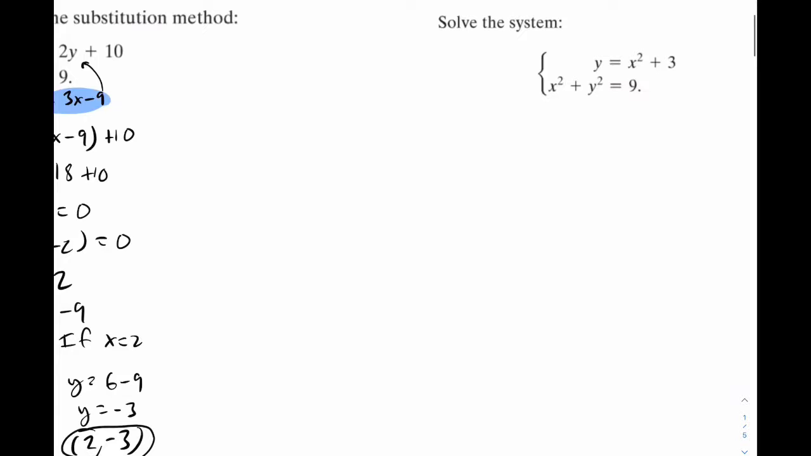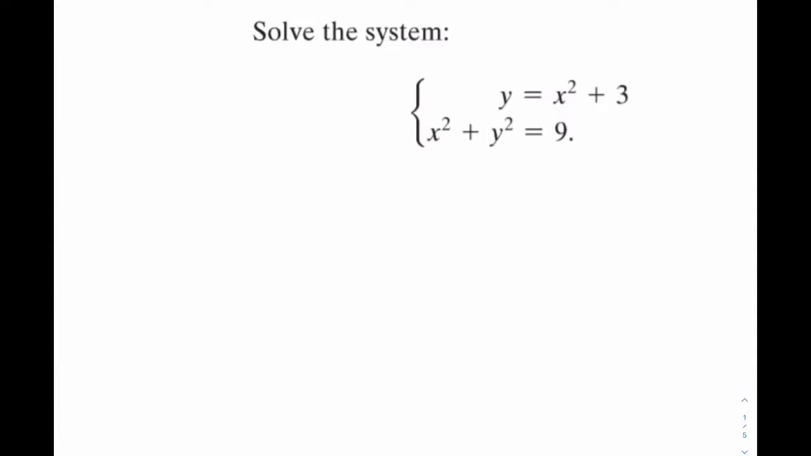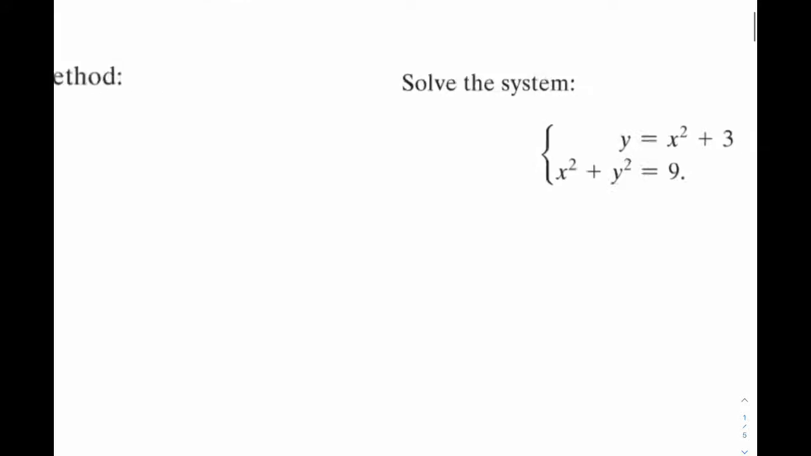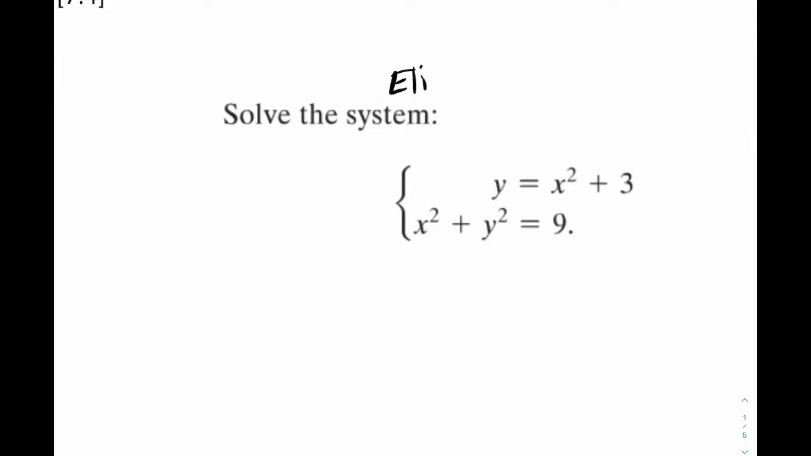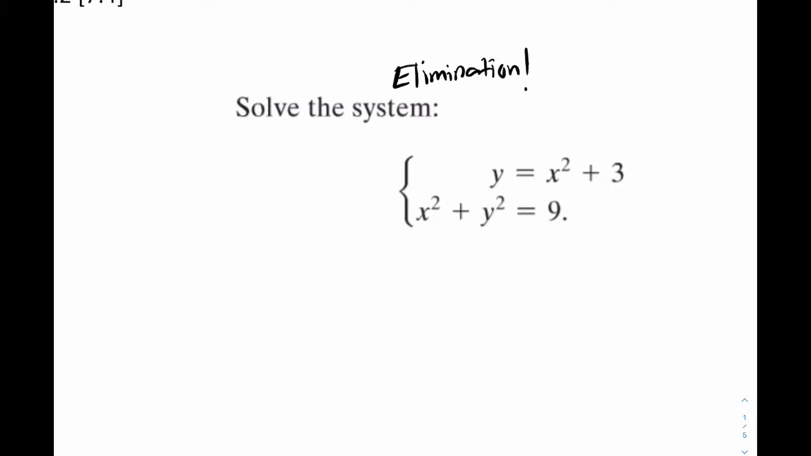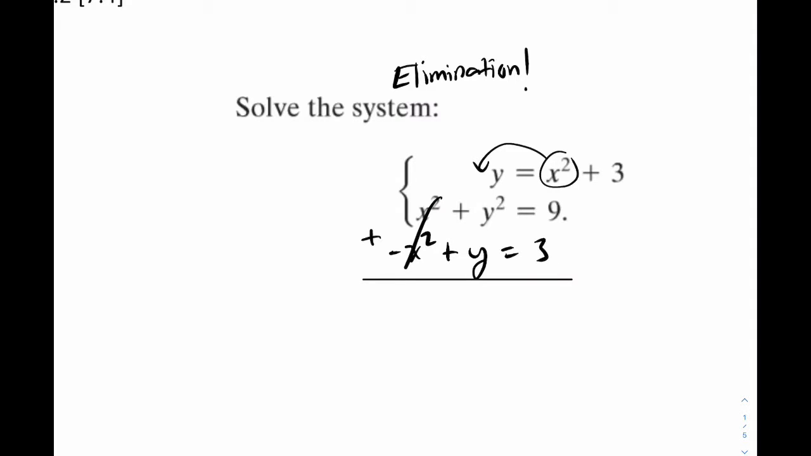Let's try another one. Solve the system. So for the last one we used substitution. For this one we're going to try elimination. I'm going to show you how this still works. To do this, we're going to manipulate this equation a little bit. We're going to move this over there. So that's going to be negative x squared plus y is equal to 3. Because now notice how if I add it, the x squareds cancel, which is really nice. So that's right, y squared plus y, that's equal to 12.